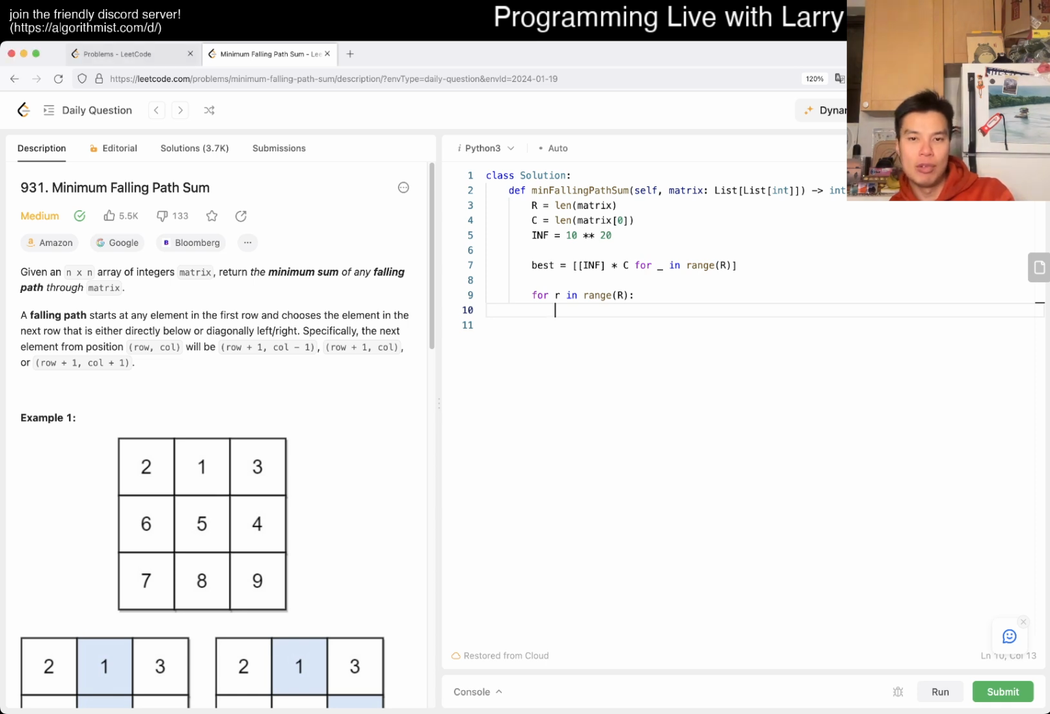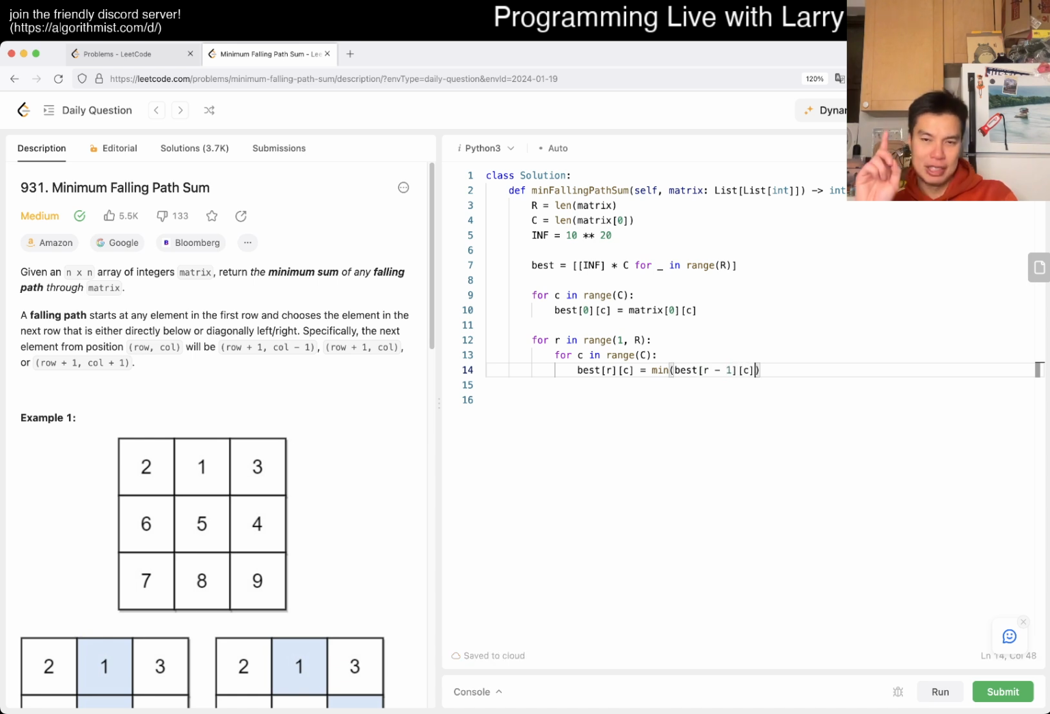Yeah, and then now for each row, for each column, did I just set this up a little bit better? I guess I do. Because okay, the first row is just best of row of C equal to the matrix of 0C, right? And then now we start. Oh no, not on the first row. On the first row, it's just going to be equal to the min of the previous row, the same, just directly up.